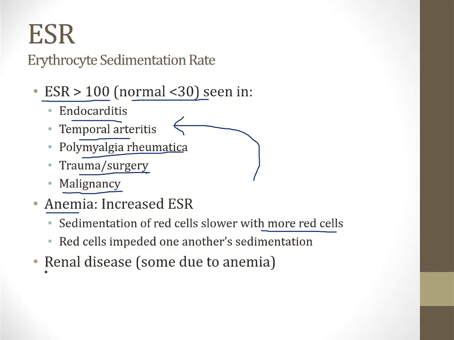And then finally, renal disease is known as a cause of an increase in SED rate. Some of this is because many patients with renal disease have anemia from low EPO levels, but there are other reasons.